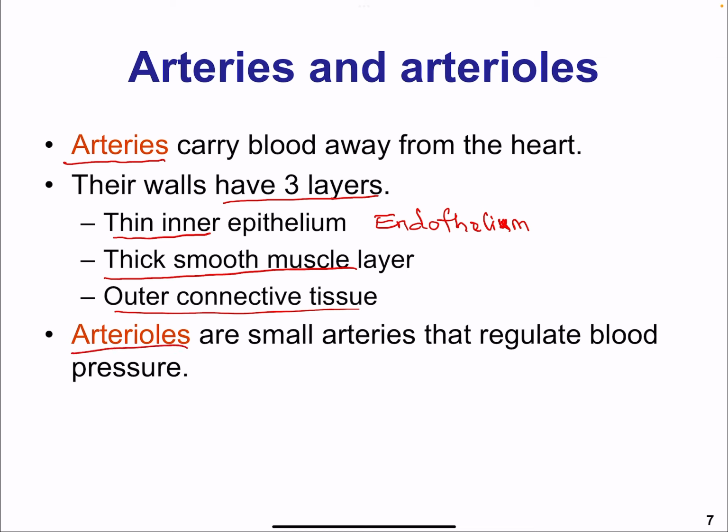The arterioles are much smaller than arteries. And because they are smaller than arteries, they can do something arteries cannot do, which is actually to regulate blood pressure. They can regulate blood pressure by squeezing. But that's another story. I'm not going to bug you with that. But I want you to remember that arterioles are smaller than arteries. 1. 2, they are involved in regulating blood pressure.